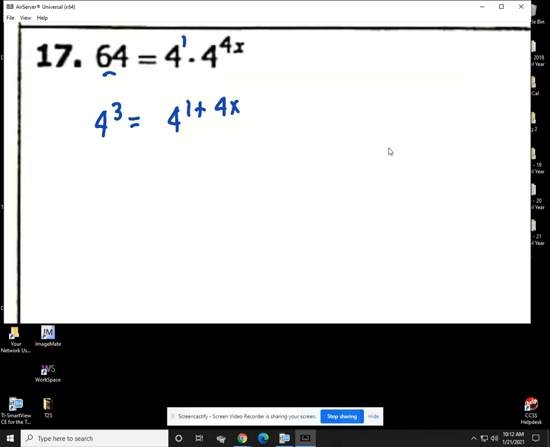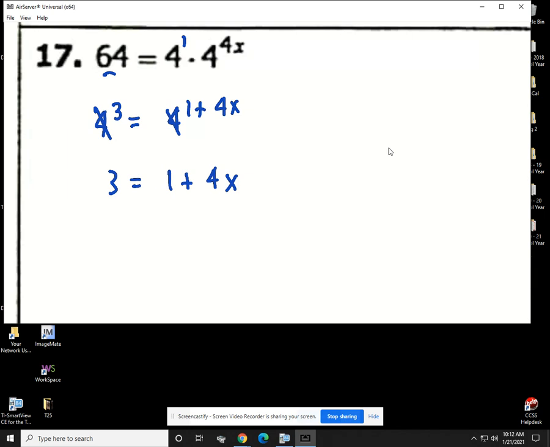So we combine that right side. Now the bases are the same. We only have 1 on both sides. So we do what with them? We drop them off. So 3 equals 1 plus 4x. I feel like you guys are doing really well with this. Am I right? Y'all feel good about it?